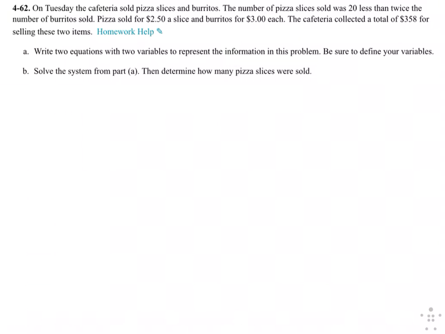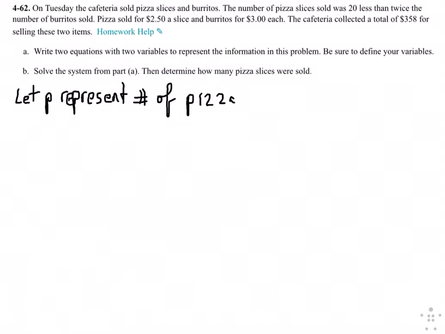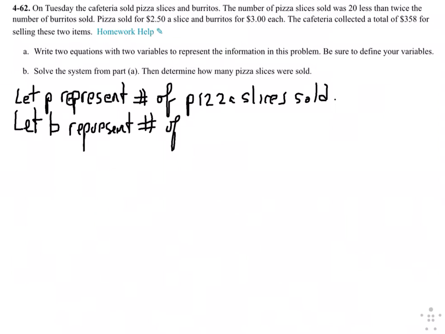Okay, for 62, they give us a scenario. They're selling pizza slices and burritos. So first we need our let statements. So let P represent the number of pizza slices sold, right? And let, what's the other, burrito, B represent the number of burritos sold, right? Okay, so there's our let statement.